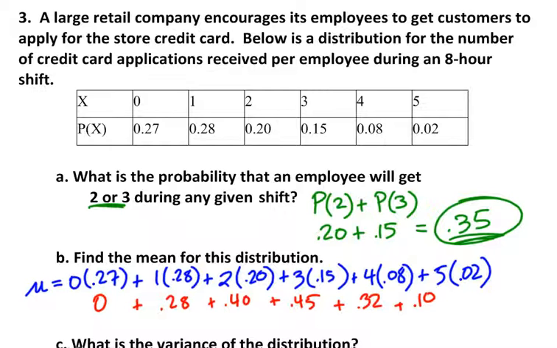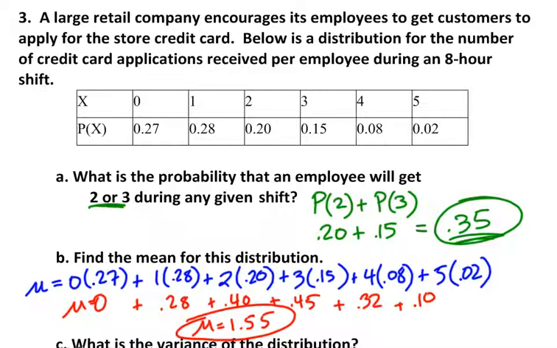Okay? So our mean would be equal to the value that we get when we add all these up. 0 plus 0.28 plus 0.40 plus 0.45 plus 0.32 plus 0.10 is equal to 1.55. That is our expected value for this distribution, the mean.